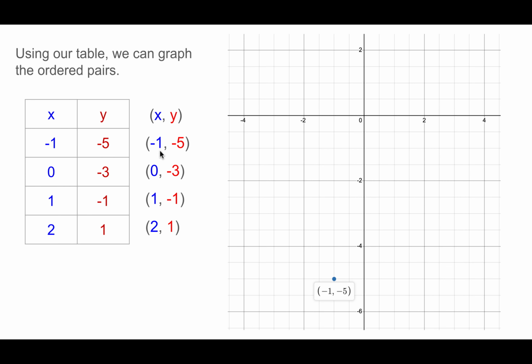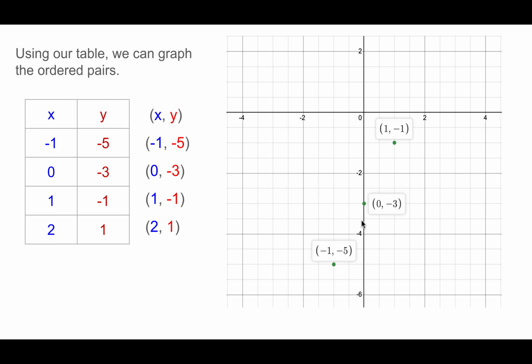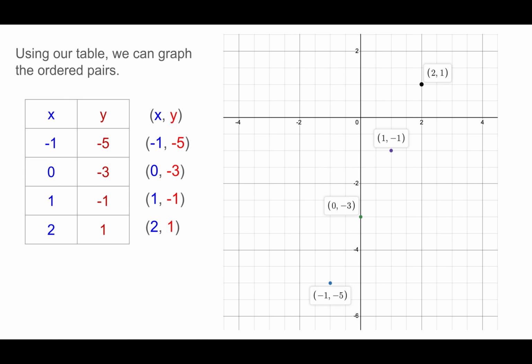So here's my first point that I'm going to graph, -1, -5. So go over -1 and down -5. Notice that my increments here are by 0.5. So 2 need to go over to get to -1. And the same thing going down, it's 0.5. My next one is 0, -3. So we start at 0 and go down 3. Then 1, -1, and lastly 2, 1.